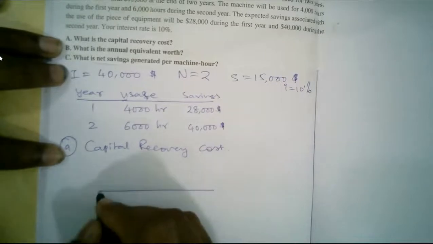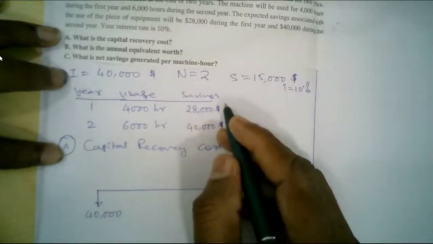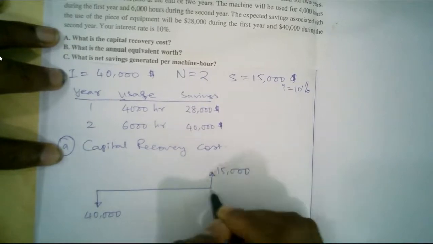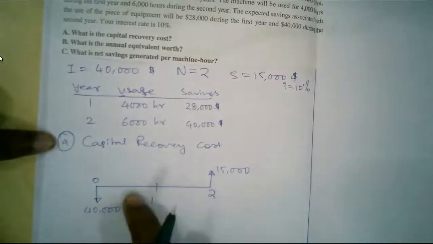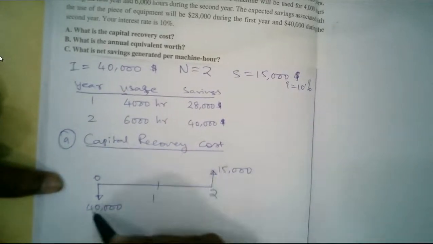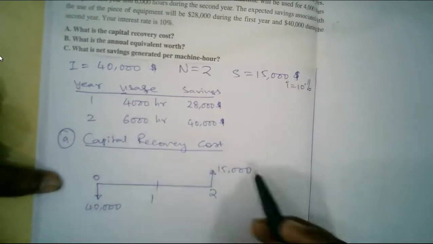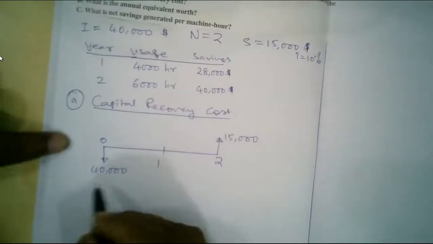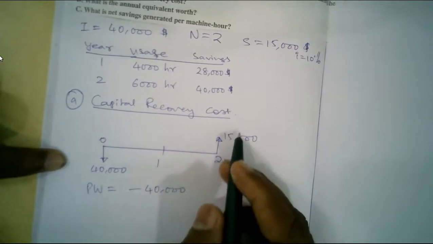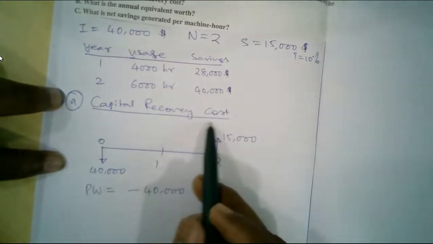What I have is 40,000 initial investment, and I have salvage value of 15,000 at the end of the 2 years. If you want to calculate capital recovery cost, we need to calculate the equivalent cost of this. First I start by finding the present worth. So present worth will be minus 40,000. Here I'm not considering savings. Revenues and savings you don't consider because we are only interested in the cost.